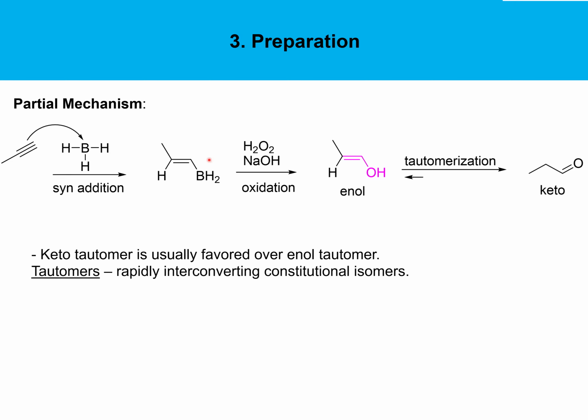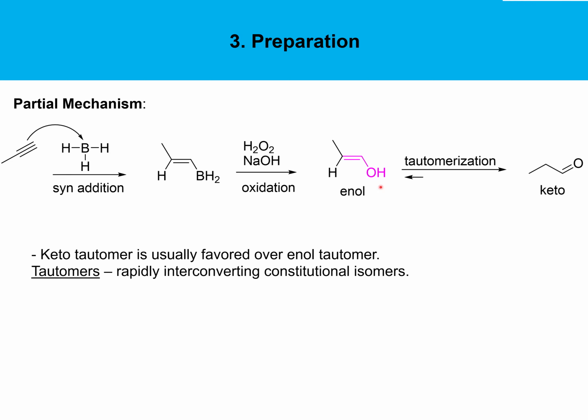The next step would be an oxidation of this BH2 group and conversion into an alcohol. This is not a mechanism we typically cover. The result of this next step is an enol, which you can see highlighted here in a pinkish color. We have an alcohol on the same carbon as this double bond. So that is what we refer to as enols, which we'll cover in much more detail later on.